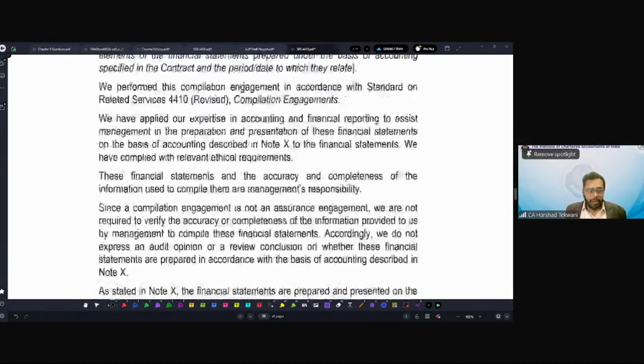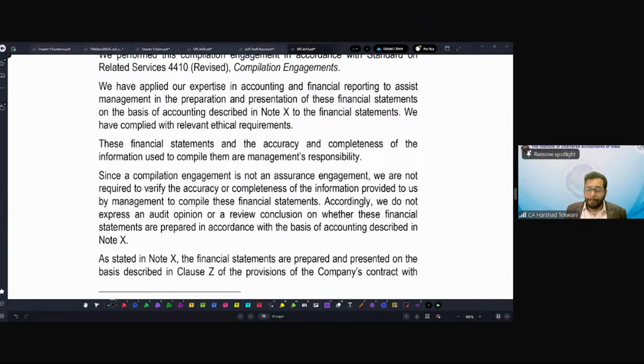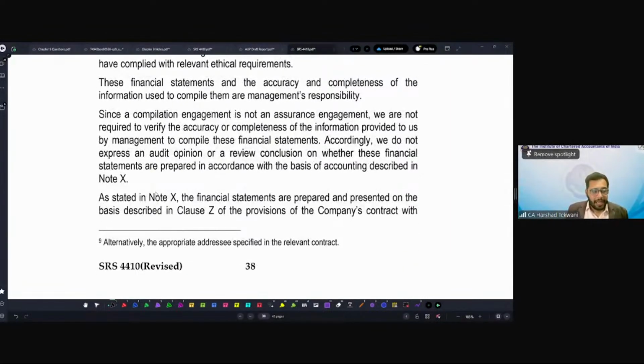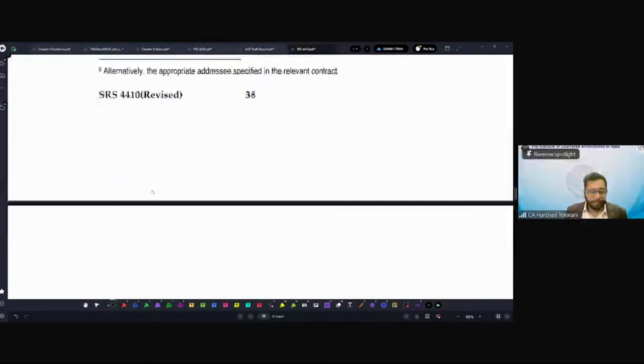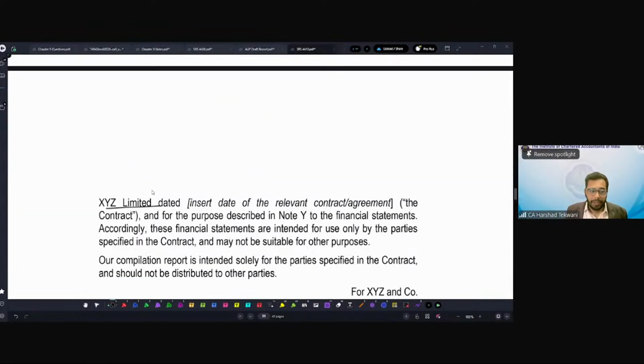So when you prepare the report for this kind of compilation engagement, you specify that as stated in note X, the financial statements are prepared and presented on the basis described in clause Z of the provisions of the company's contract with XYZ Limited, dated this, and for the purpose described in note Y of the financial statements. Accordingly, these financial statements are intended for use by the parties specified in the contract and may not be suitable for other purposes. This is the way you need to describe it when it is for a specific purpose.